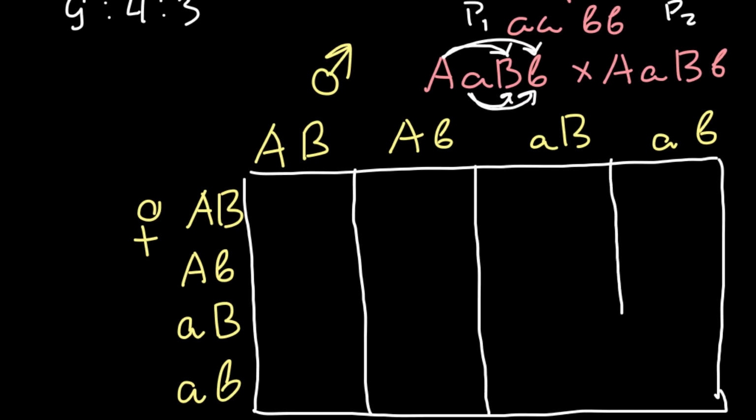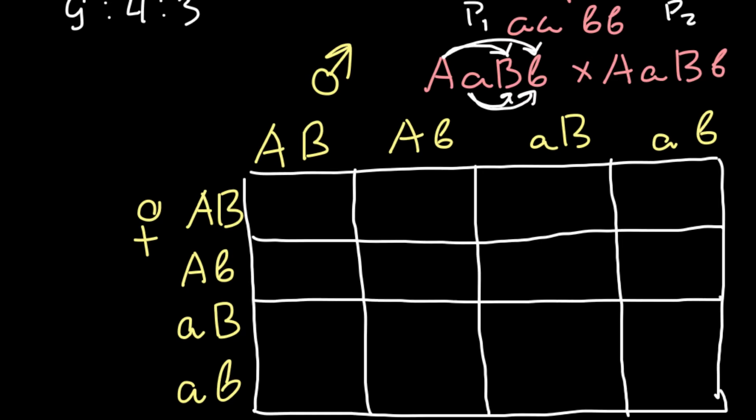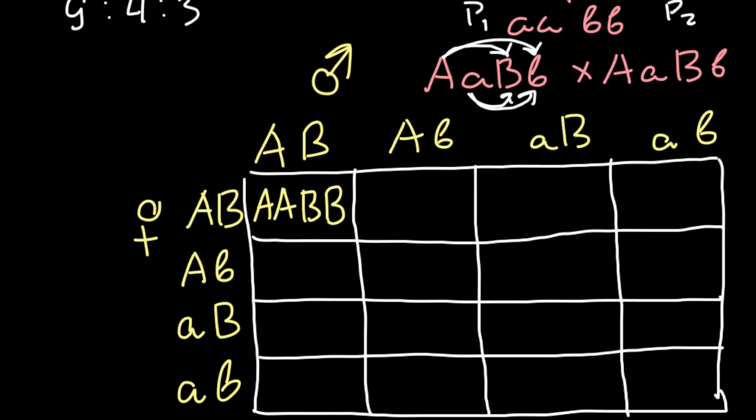Do you remember my first hint? 16 means that probably this is a dihybrid cross. And now we can put genotypes inside these cells. So here we would have capital A, and capital B, capital B.